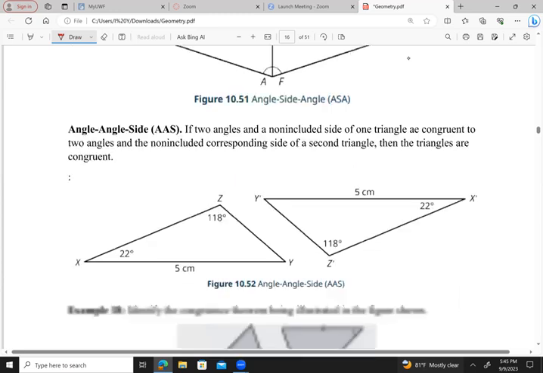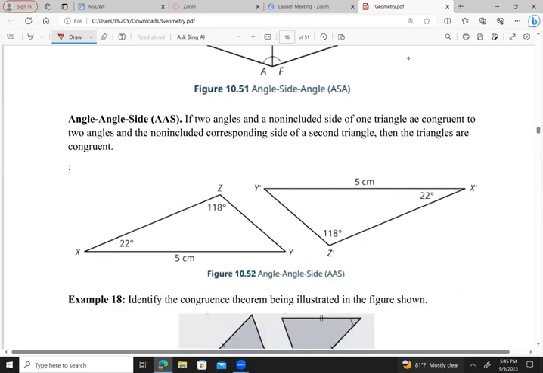So what are we looking at here? We're looking at two angles, this one here and this one here. And the only side that's not used in them is this one. This one and this one. Side opposite. Okay? Equal. Angle, angle, side. Angle, angle, side.